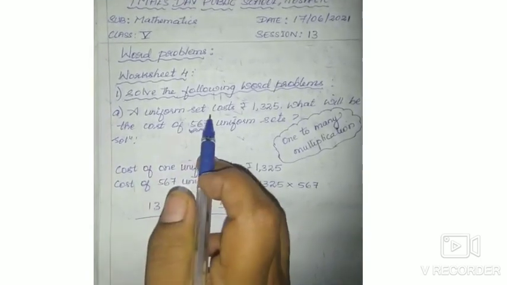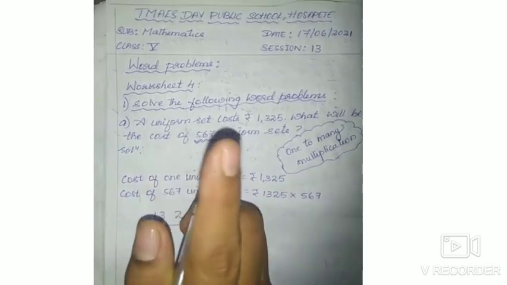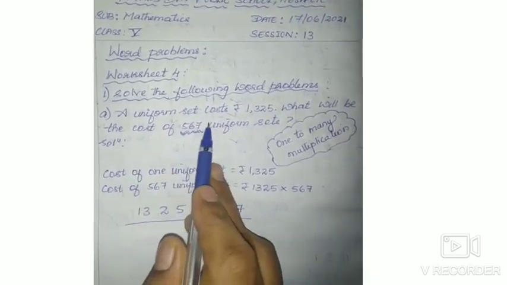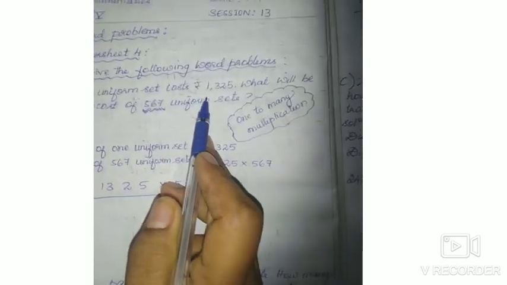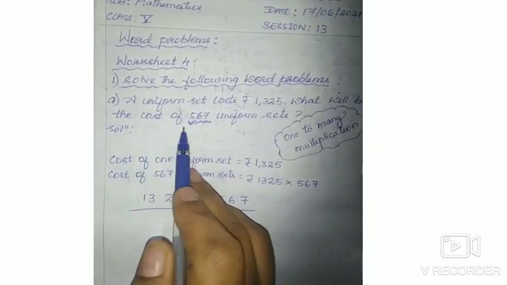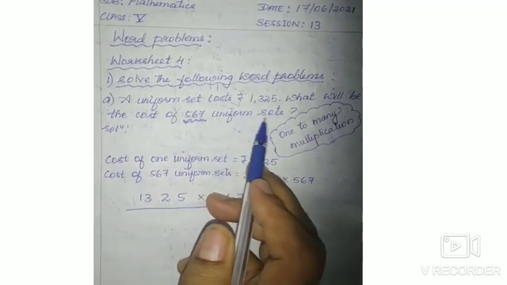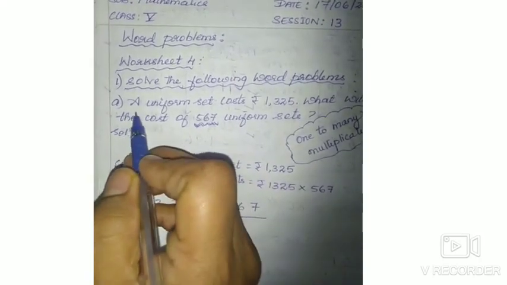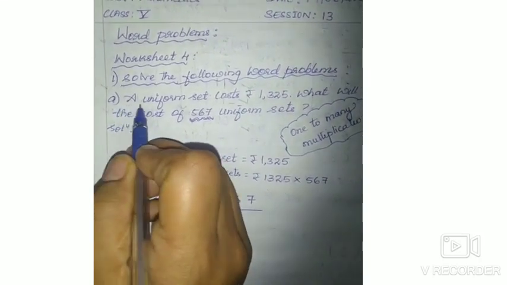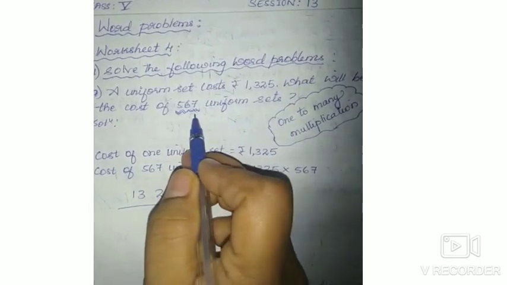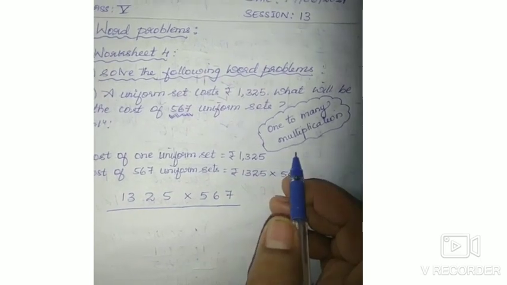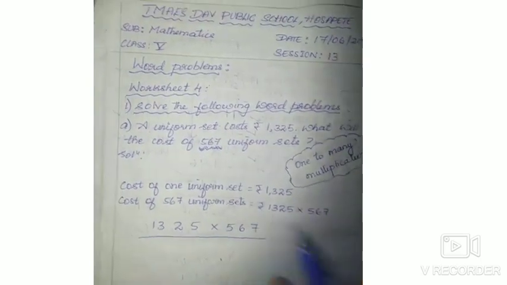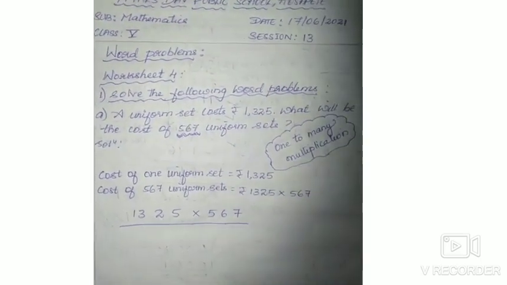A uniform set means it's only one. A uniform set costs rupees 1325. What will be the cost of 567 uniform sets? So children, you can see here 1 is given and asking for more. So 1 to many means what you have to do? Multiplication. As you read the question, you have to understand what solution you have to do.